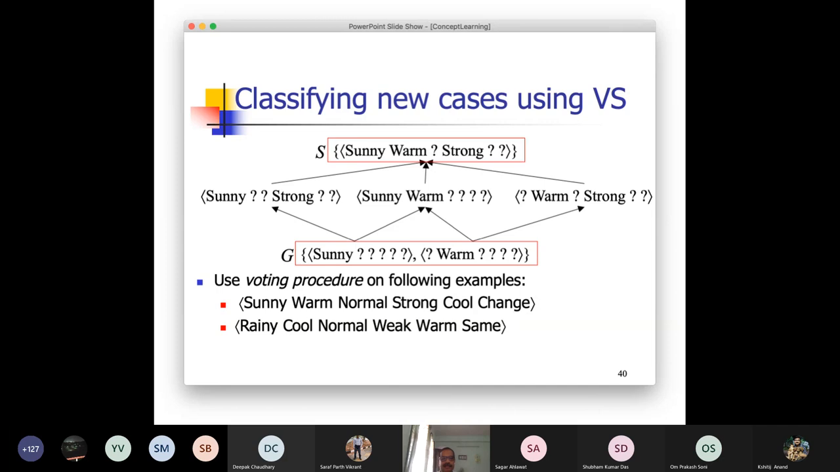Suppose this one you get: rainy, cool, normal, weak, warm, same. Not satisfied. Rejected by the general hypothesis. It is rejected by the general hypothesis, so it will be rejected by all other hypotheses in that version space. Is it clear? Okay, yes. So which means that these decisions are very strong decisions. Take this one: sunny, warm, normal, weak, warm, same.